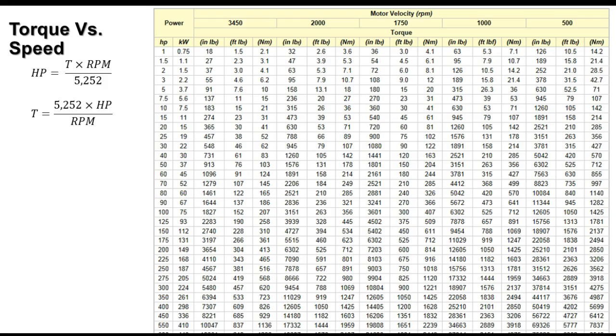Power, where's that? Oh, yeah, power's down here, but motor velocity is across the top. They said, okay, 3450, that's revolutions per minute. Then a 1 horsepower motor would generate 1.5 foot-pounds of torque. We take that same motor and get it down to 500 RPM. What happens to the foot-pounds? It goes up to 15.8.